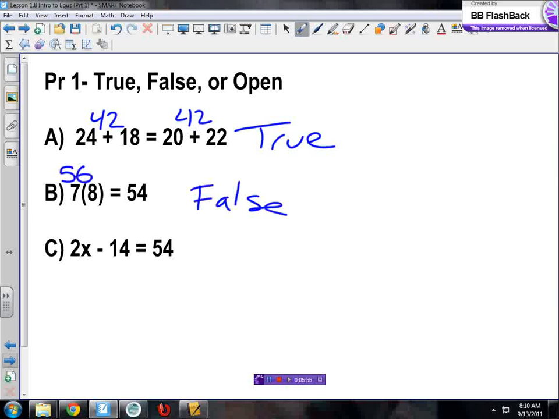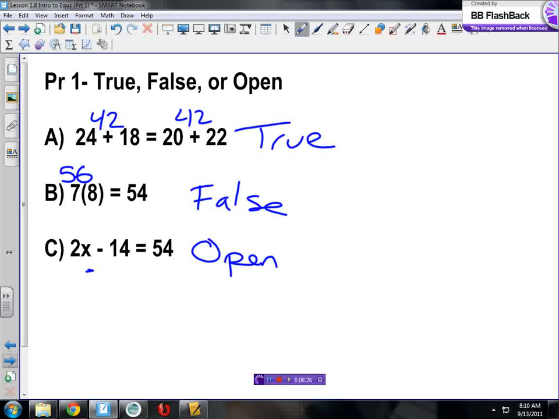56. Is 56 equal to 54? No. So that's false. And part C, Zuleika, true, false, or open? Open. Why open? Because there's that letter in there, right? Does it have to be an X to be open? It could be N or M or A or B or whatever the variable happens to be. Any letter, right?